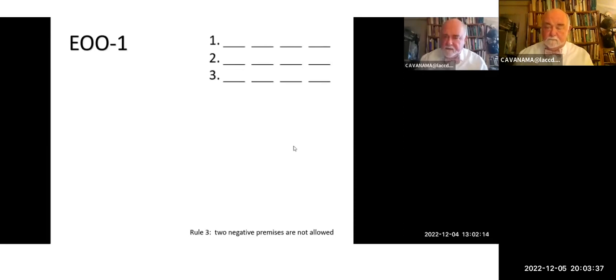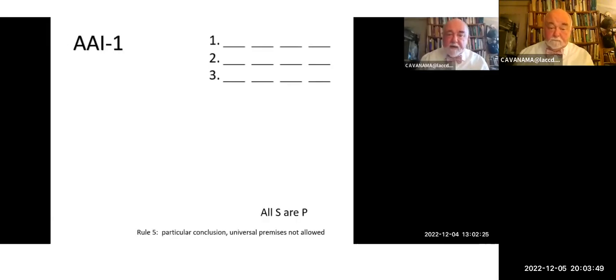Let's see here. I'm going to skip over a couple of these. You can do these if you want on your own. Negative conclusion, non-negative premises allowed. But let me just do this one. The particular conclusion, universal premises not allowed. Just to show what happens if you stick in a particular conclusion where you might have stuck in a universal, how that makes a difference. Okay, so once again, I want to see the presenter view.